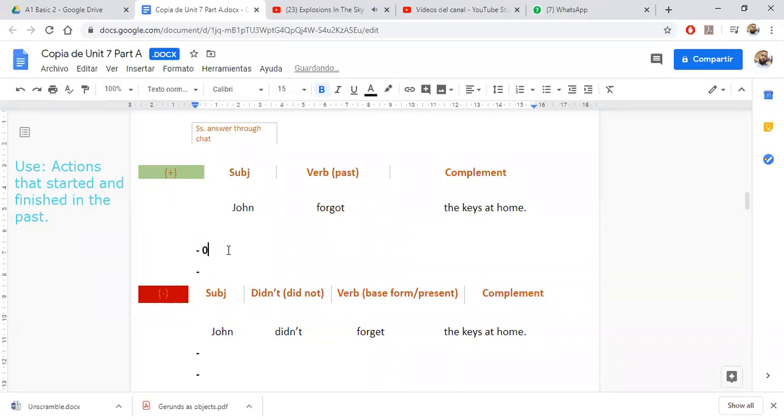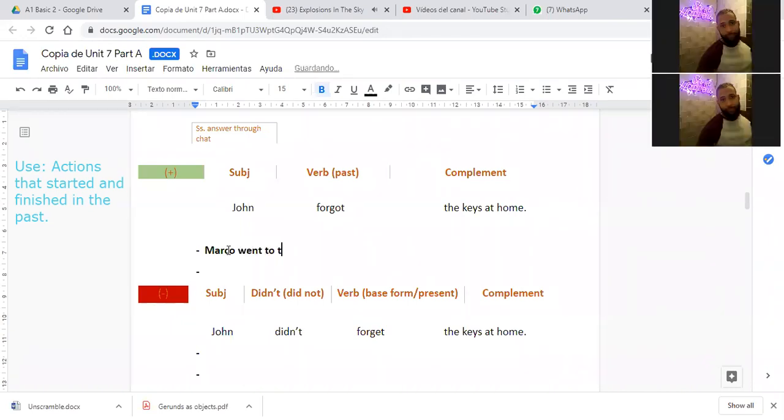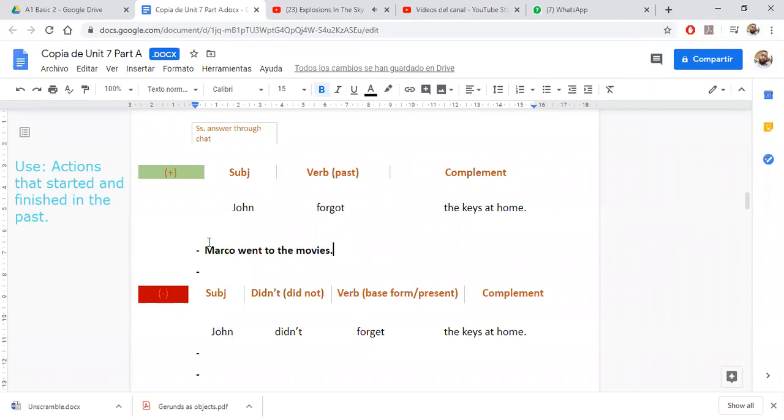What other example do we have? Give me one example. Marco went to the movies. Guys, it's an example in affirmative. You have to give me an example in the chat. So Marco went to the movies. So subject, verb, complement.